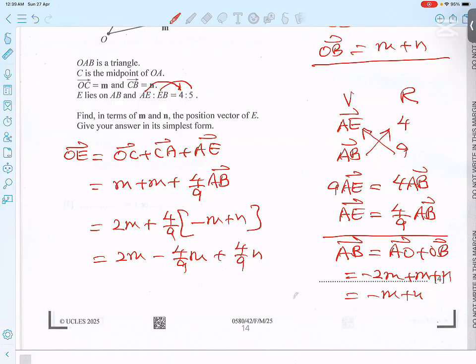Now the two like terms are m, and how to combine them? So take the LCM of these numbers. Here maybe you're getting problems, so let me show you some extra work here. 2 minus 4 over 9. When this kind of question comes, with 9 as the LCM, if the denominator is the same, copy the upper number.